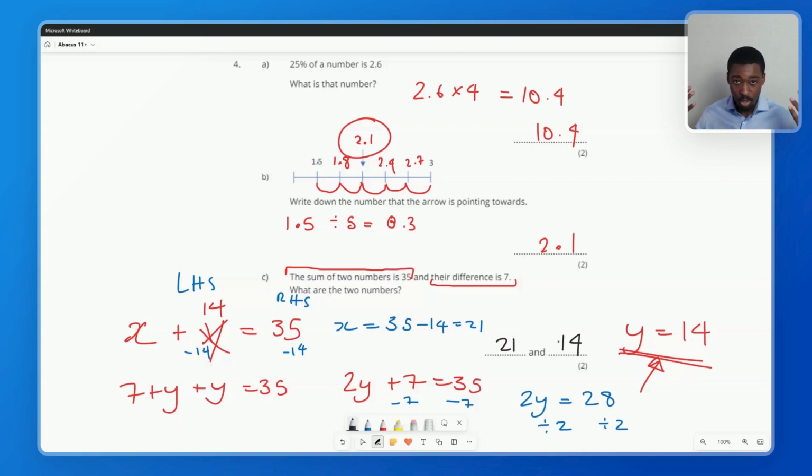Using algebra, rearranging the equation, and using substitution. So you see, it's not that scary. Algebra, rearranging linear equations, substitution. We've just done it all right now. That's all it is. And here are our answers, 21 and 14.